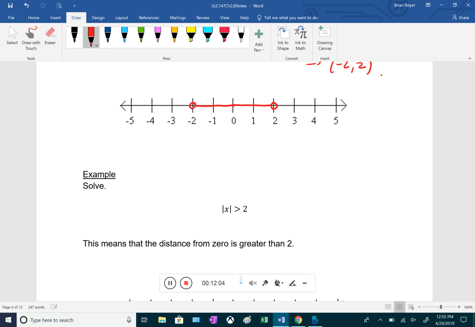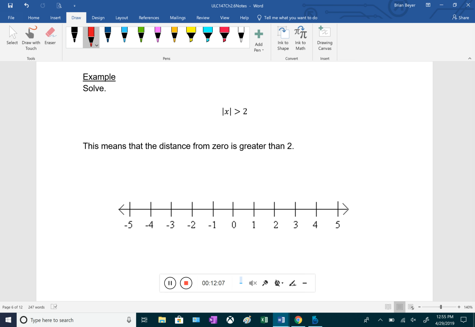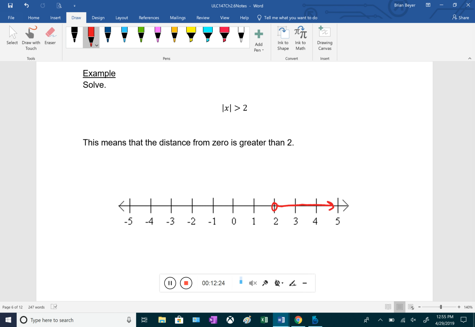Okay, and then for this next one, absolute value of x greater than 2. So that means the distance from 0 has to be greater than 2. So clearly on this side, it's going to be everything greater than 2, not including 2. So that's going to be from 2 to infinity. But we have to keep in mind that it's also going to be everything less than -2. So it's going to be that whole region too. So both of these shaded in regions with the arrows here represent an absolute value of x greater than 2.